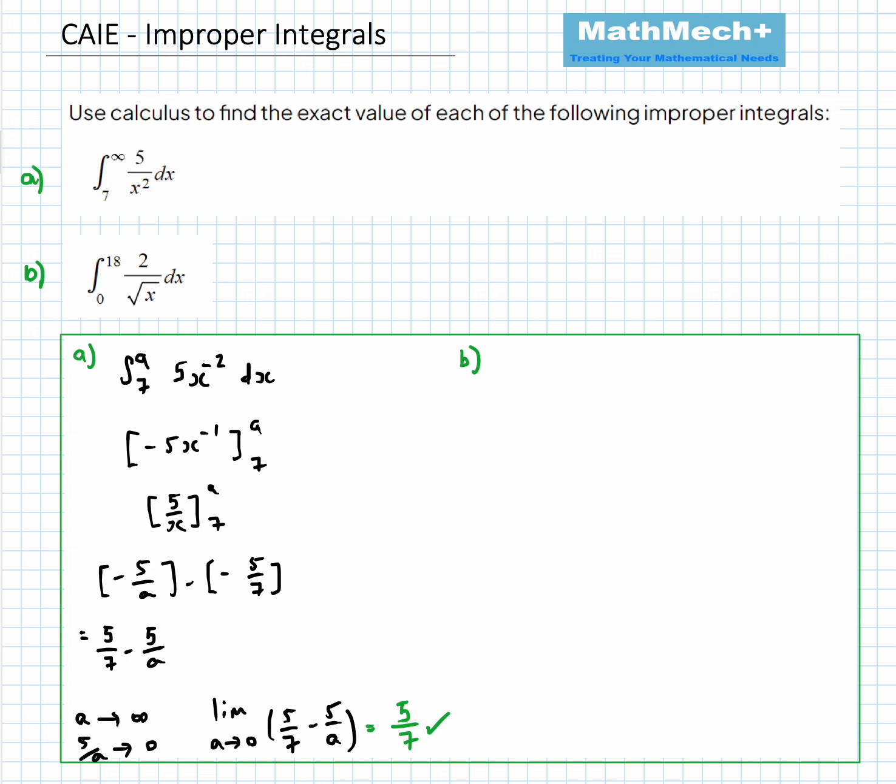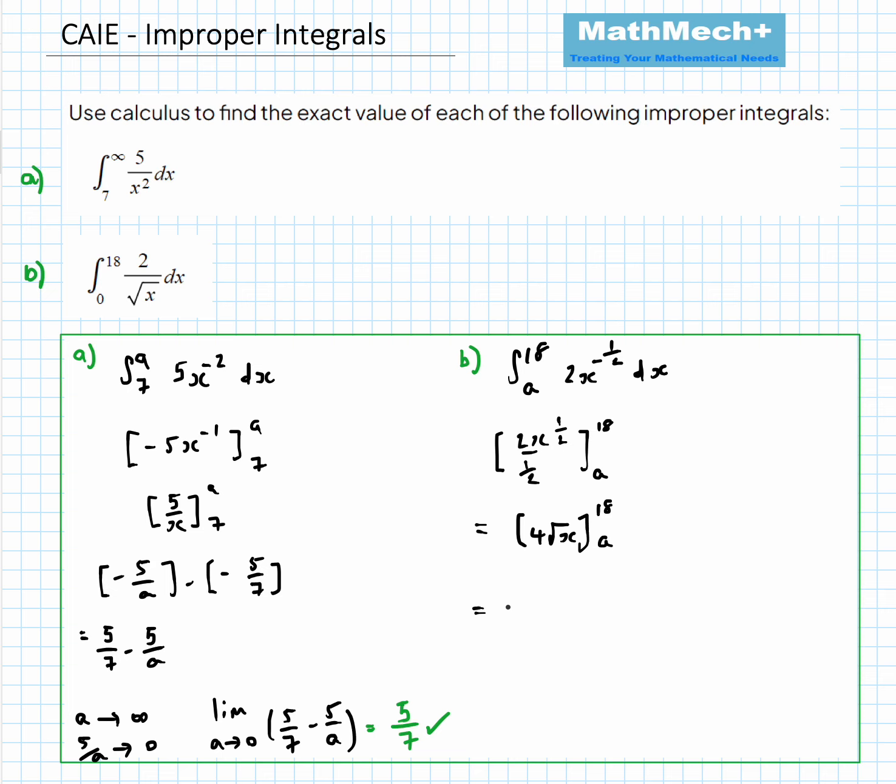For the next example, we're looking at improper integrals where the function is not defined at one end of the interval. So in this case, we have from 0 to 18. So we replace the 0 with a, like we did in the previous one. So just rewriting and then calculating the integral.